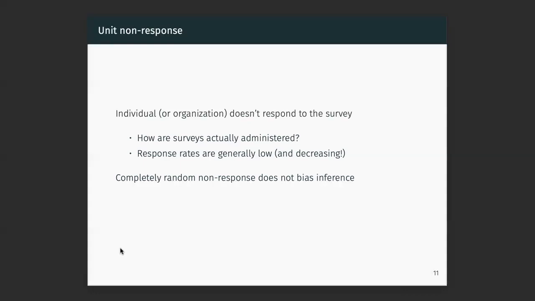So completely random non-response does not bias inference, but any kind of structural pattern, and when I say structural, I mean there's a pattern to it. Any kind of pattern in who is taking the survey and who is not taking the survey can totally screw it up, right? And this is one reason to be deeply, deeply, deeply skeptical of political polling. These problems are endemic in political polling.